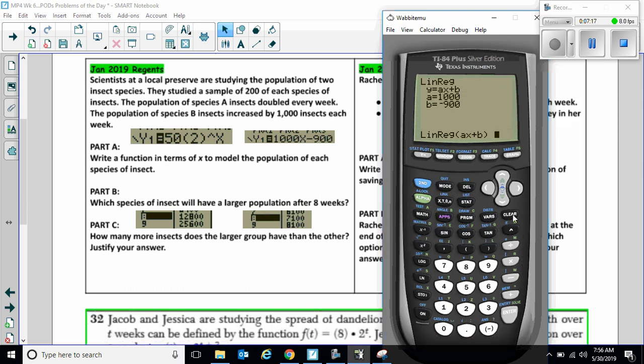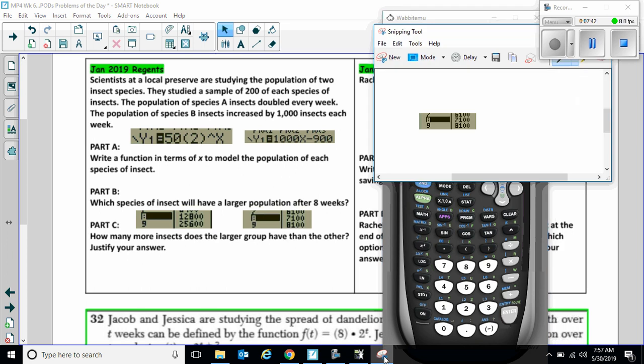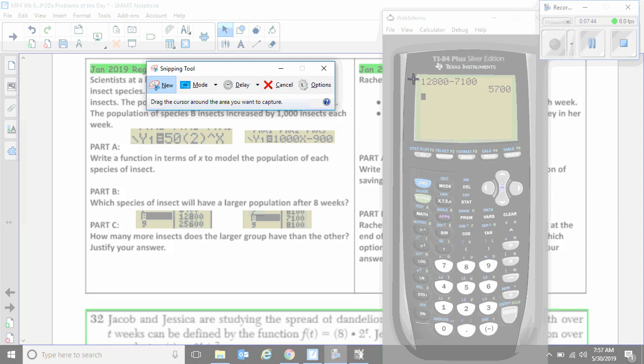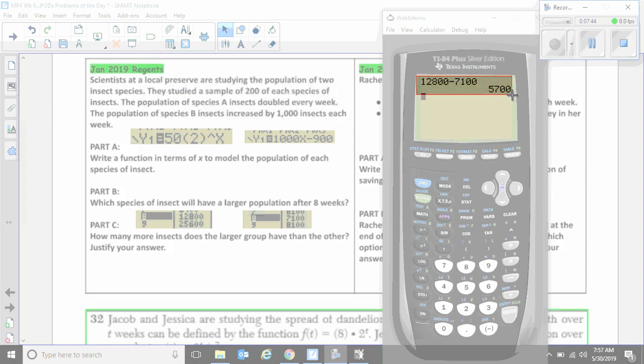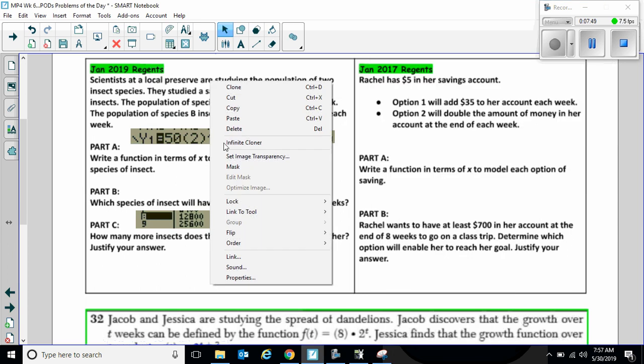So here we are, clear this out. The final question is, how many more insects does the larger group have? We have 12,800 insects here, and taking away the 7,100, we see we have a difference of 5,700. So that's the answer we're looking for.